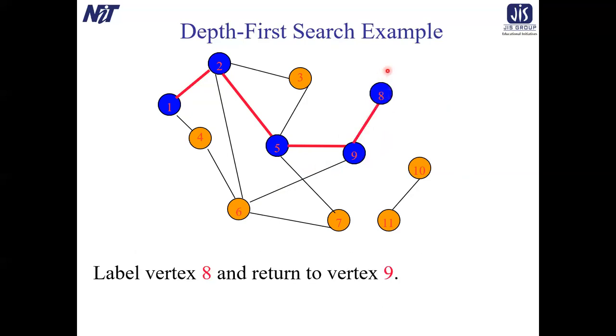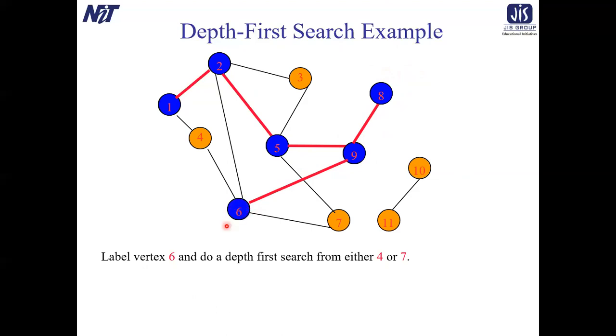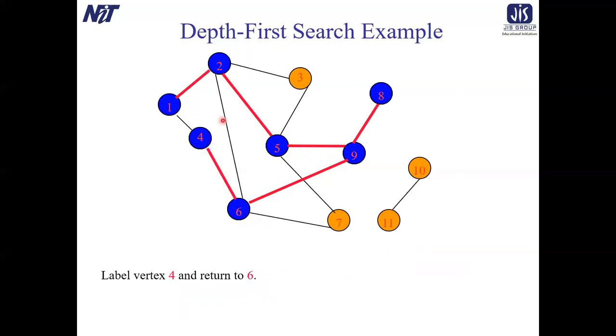So it is a dead end. So you have to backtrack to 9. What are the unvisited vertices of 9? That is 6. So we move to 6. Now from 6, what are the unvisited vertices? That is 4 and 7. So we can take 4. So 4 is completed. Now what are the unvisited? No unvisited. So we have to backtrack to where it came from. That is 6. Now what are the unvisited from 6? 7 is remaining. So we go and visit 7.